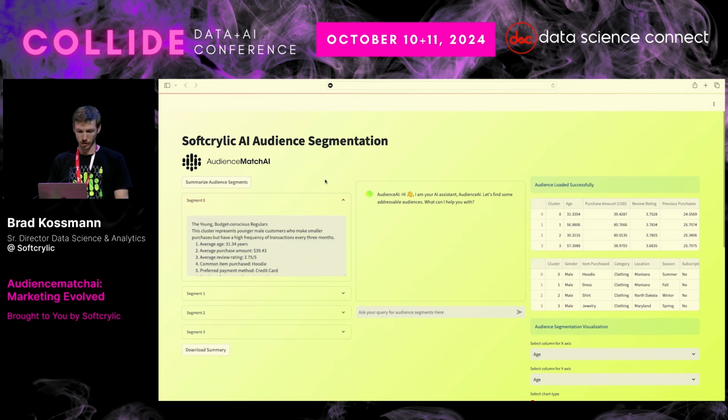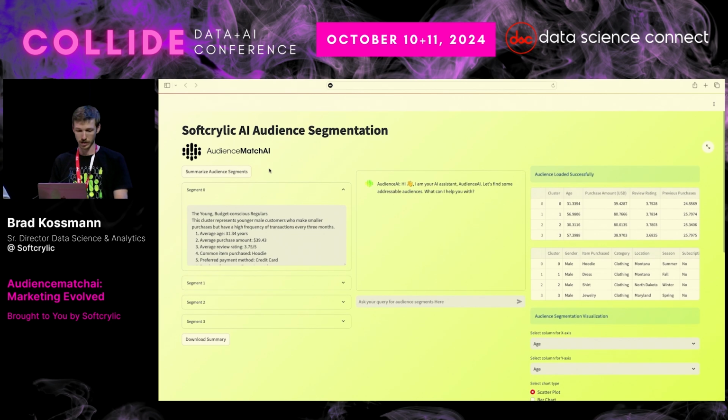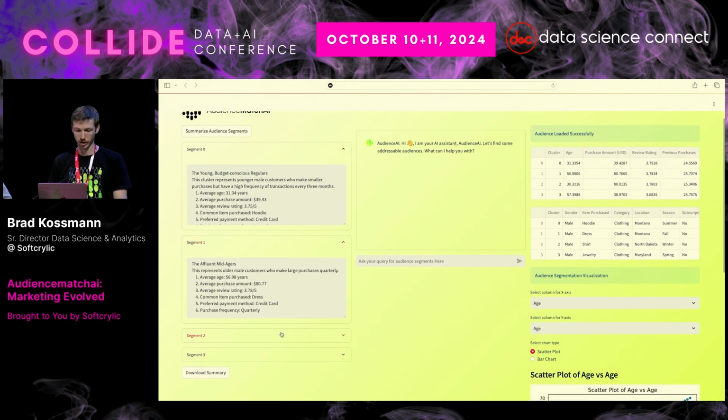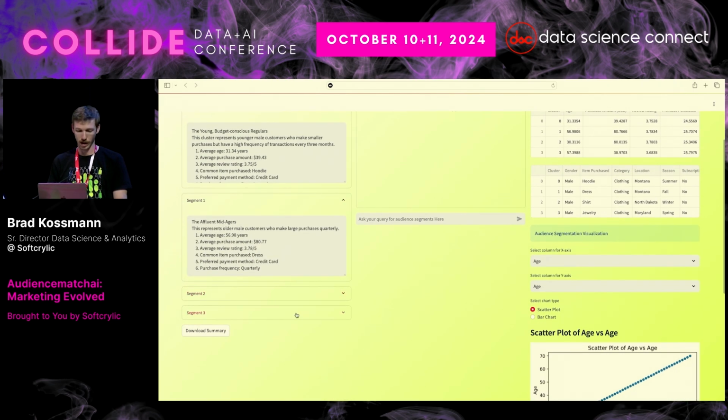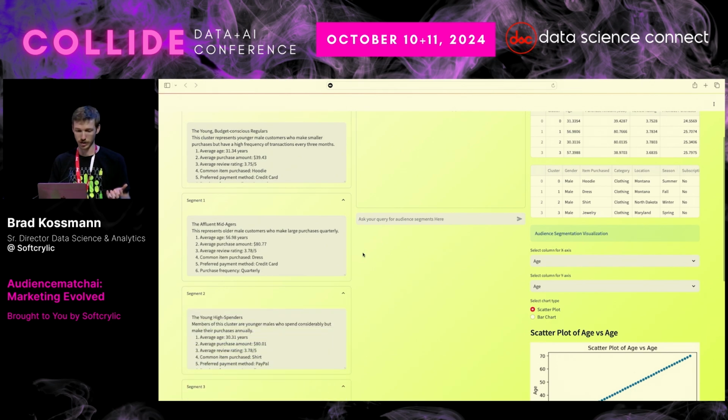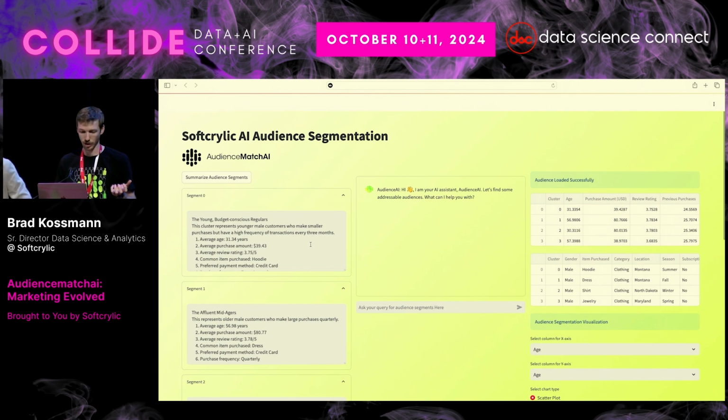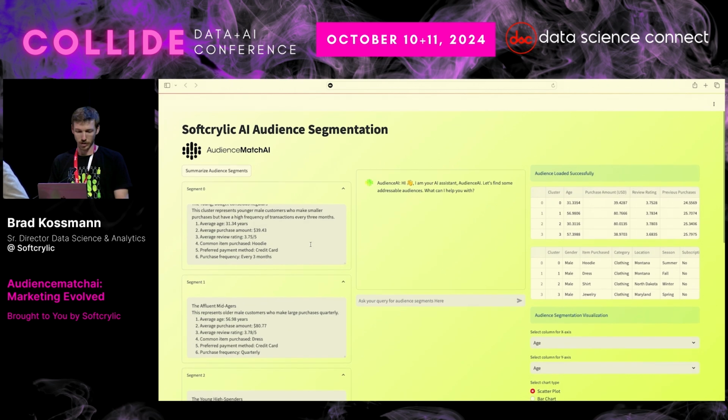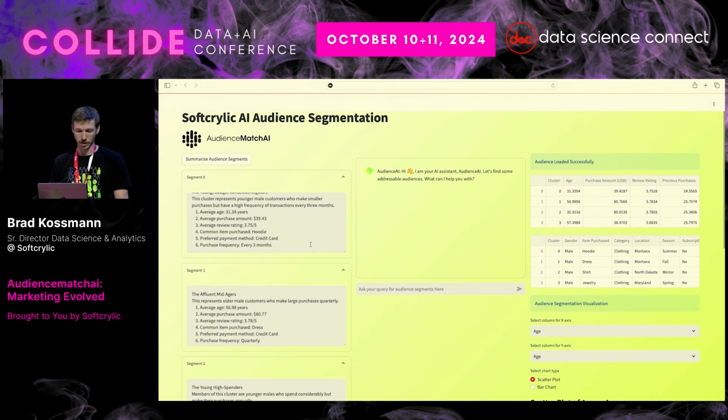Okay, so we have had Audience Match run our clustering and summarize our audience segments. Let's just take a look. Let's get acquainted with the UI really quick. So on the left here, we will have our kind of segment definitions and descriptions. So let's look at segment 0 here. Those are the young, budget-conscious regulars. The cluster represents younger male customers who make smaller purchases but have a high frequency of transactions every 3 months.